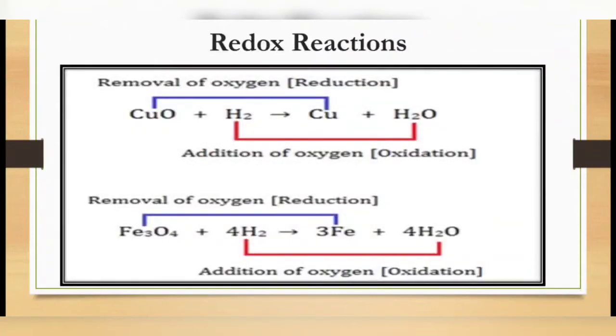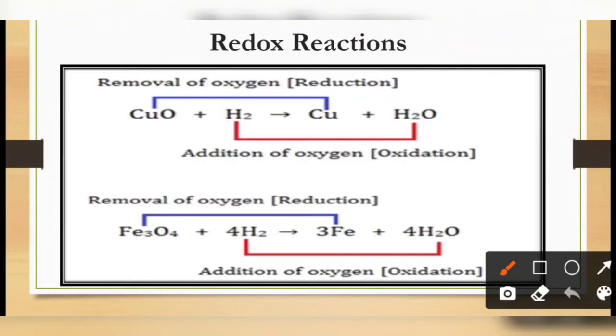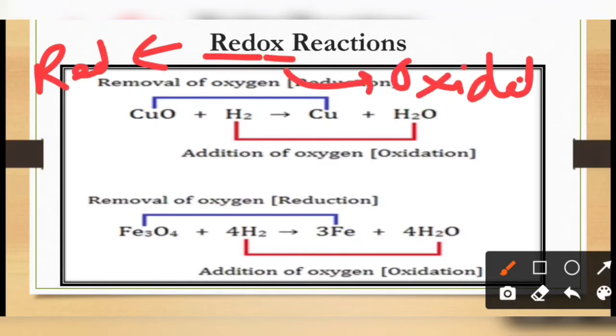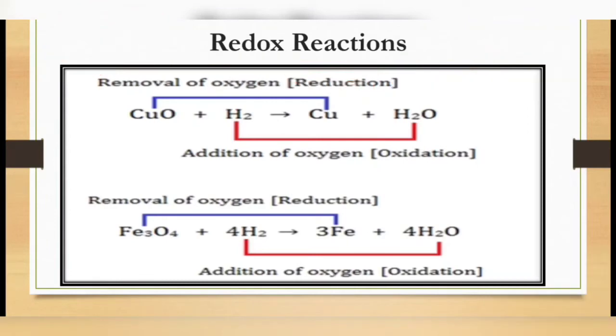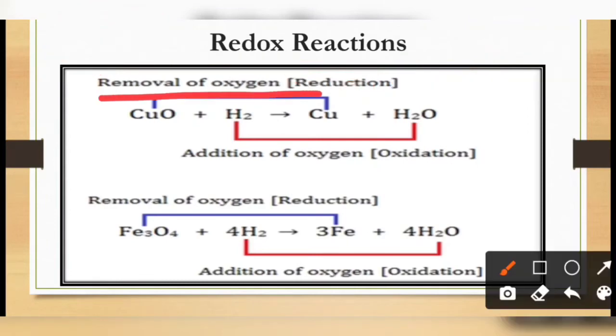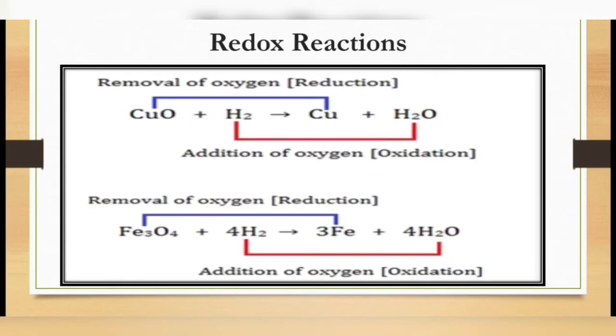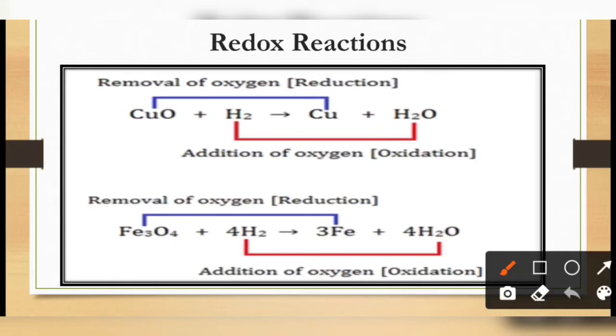If we talk about nature generally, redox reactions take place, meaning oxidation and reduction both happen together. So red is for reduction and ox is for oxidation. You can see in this equation, the removal of oxygen was there, so reduction is taking place. Copper oxide is getting reduced to copper, and hydrogen is getting oxidized by the oxygen and turned into a water molecule. Similarly, in the next case, you can see here Fe3O4 plus 4H2 gives 3Fe plus 4H2O.